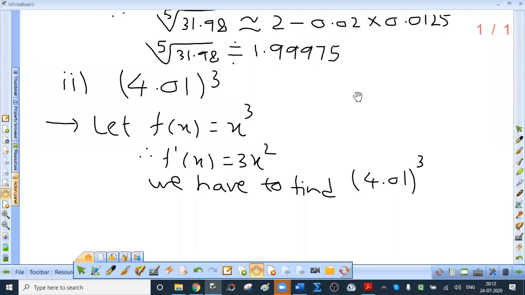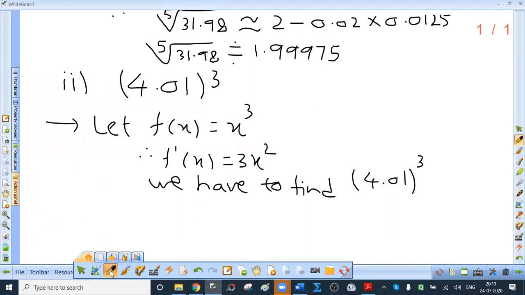Now second sum, we have to find cube of 4.01. Please don't start with let f(x) be cube of 4.01, because if you differentiate, RHS being constant, derivative will be 0. So basically it is cube. So you have to define f(x) as x cube. What is derivative of x cube? It is 3x square.